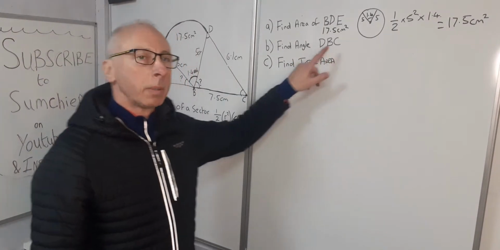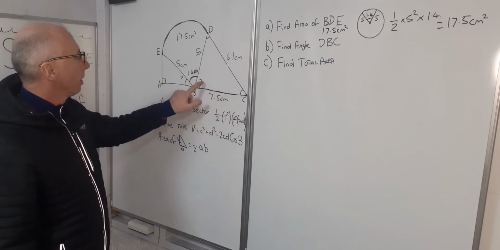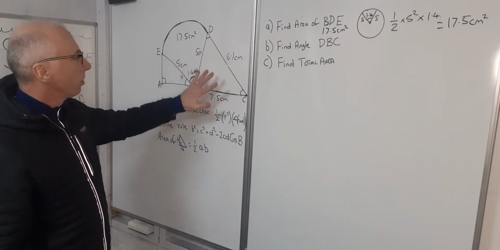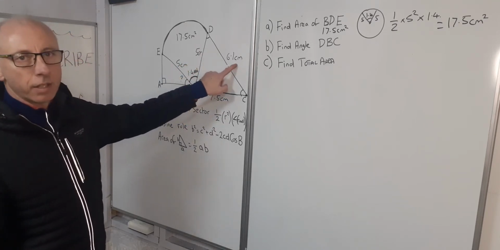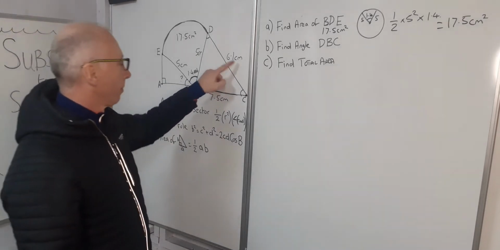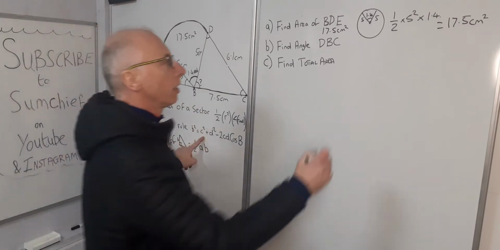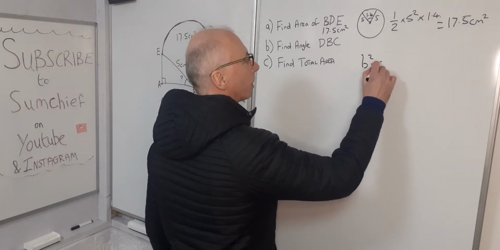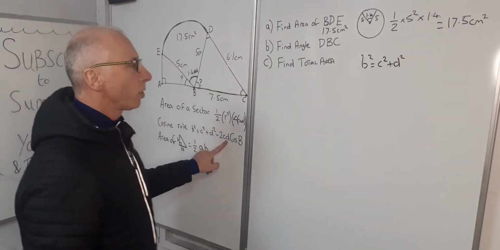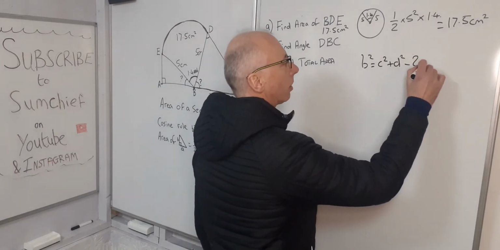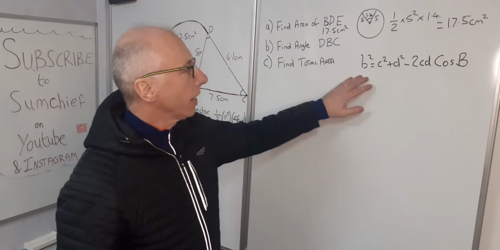Next bit, angle DBC. So that's this one here. We've got a scalene triangle. We don't know any of the other angles, but we know all the sides. So that's going to be cosine theorem. The cosine theorem is written down in here. So b squared equals c squared plus d squared, and then minus 2cd cosine B. Okay, that's the formula.